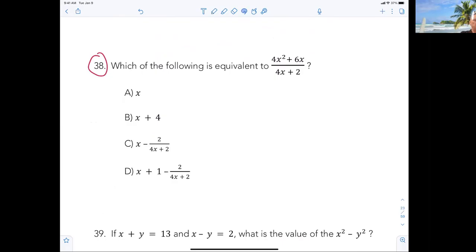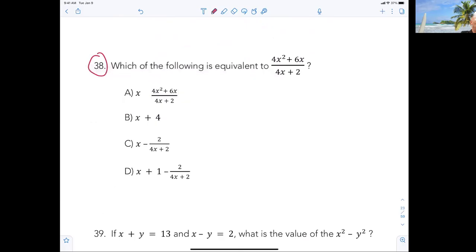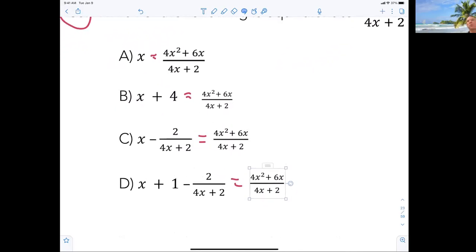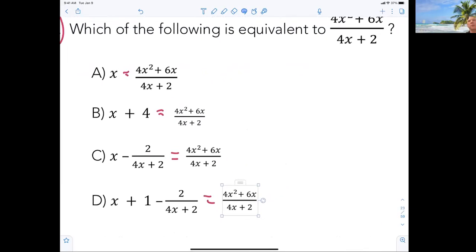So now, I love my iPad because I can do some cool things. Copy, paste, and then I can put equals, equals, equals. And I'm just trying to show you how it's nice when I can do this, because for me, it helps kids understand better that equivalent means they're what? They're equal, right? Now, I can look at this without hesitation and say, well, I know it's not A or B. I don't even have to think about it.